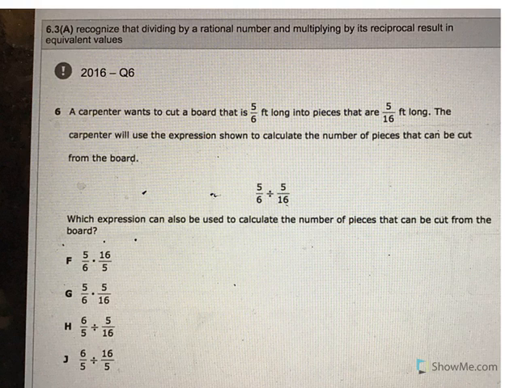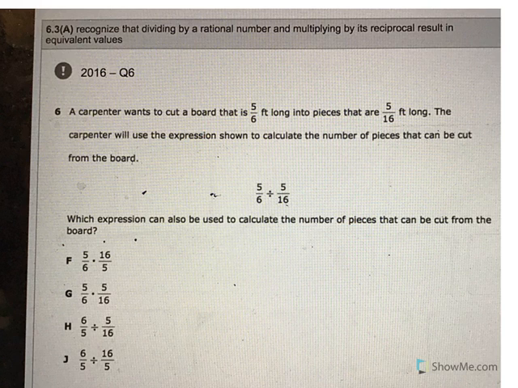All right, so the first question is 6.3a. This is from the 2016 test. A carpenter wants to cut a board that is 5/6 feet long into pieces that are 5/16 feet long. The carpenter will use the expression shown to calculate the number of pieces that can be cut from the board.